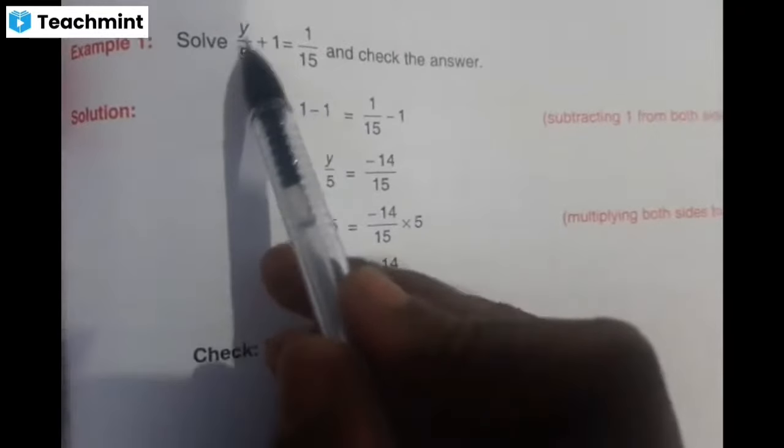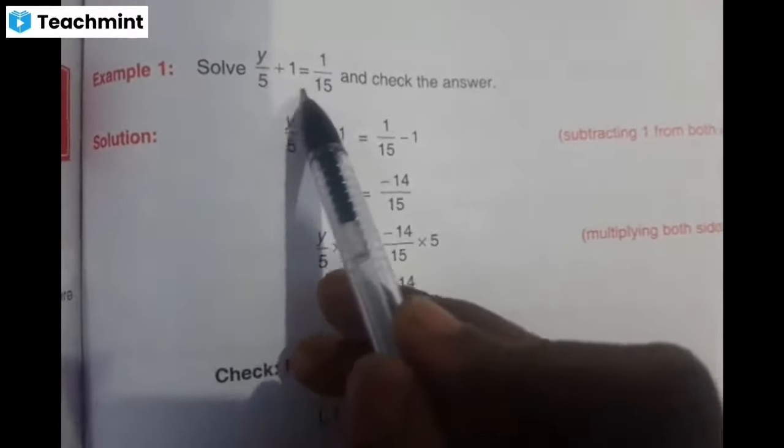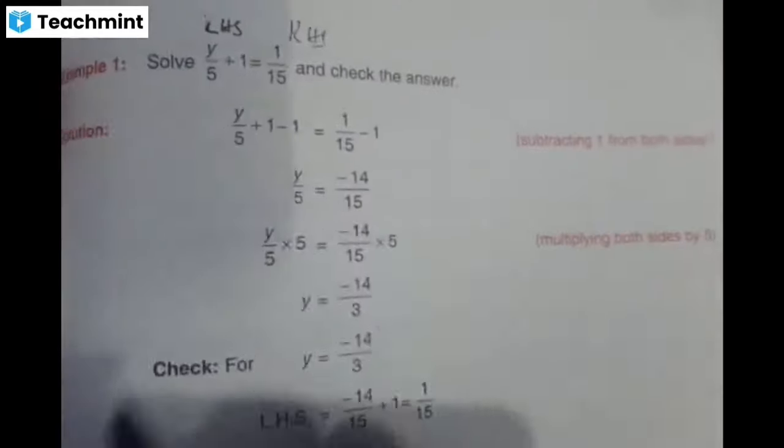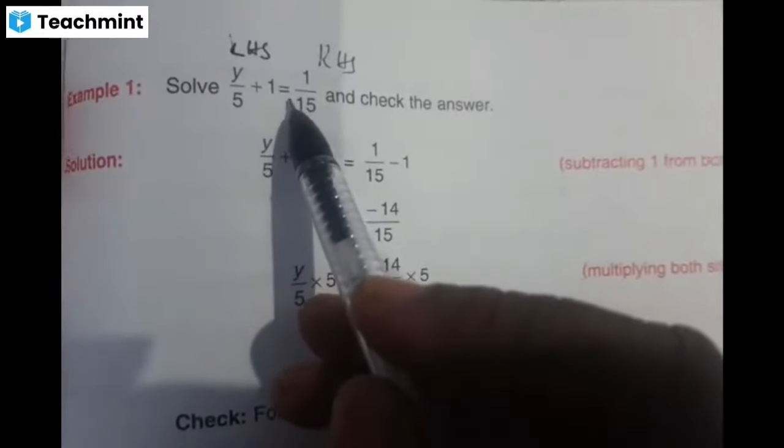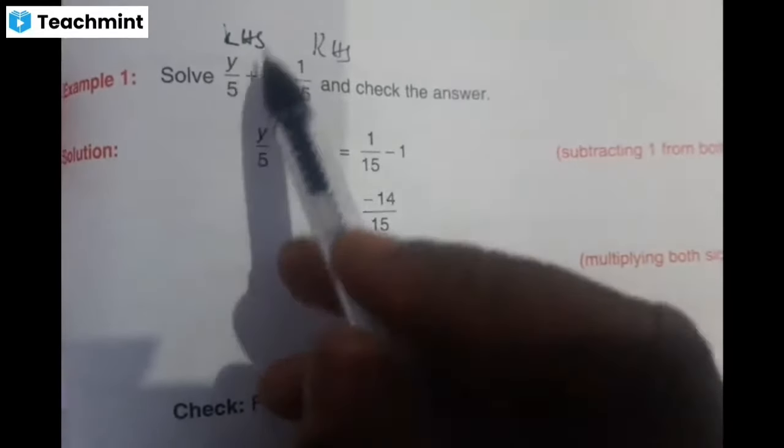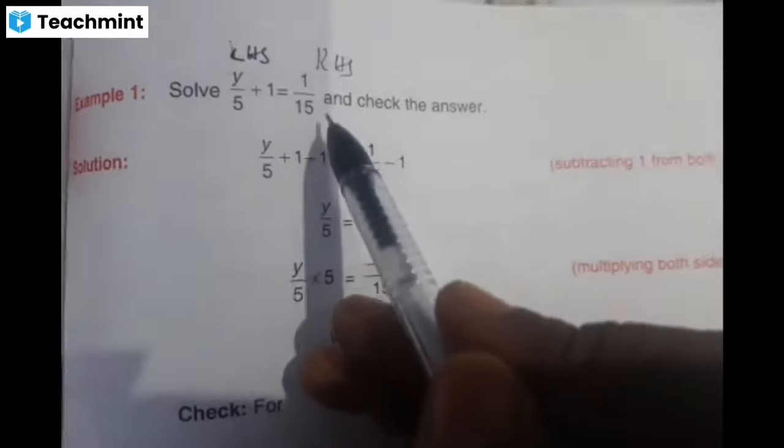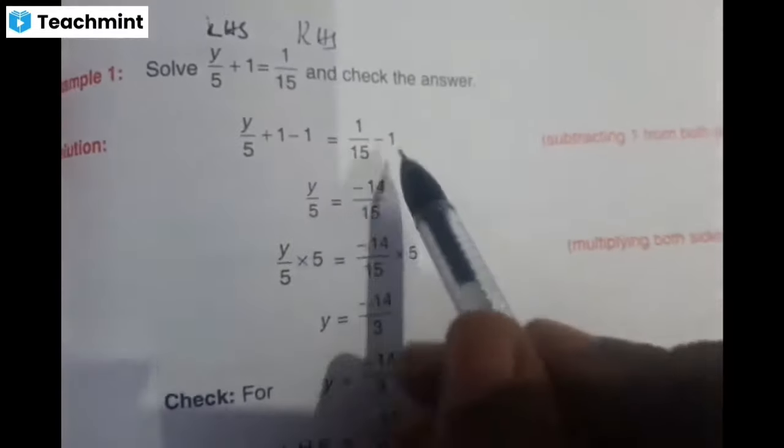Here you can observe, children, y by 5 plus 1 is called the left hand side. 1 by 15 is called the right hand side. Because we have an equality sign here, the left of the equality sign is called the left hand side, and the right of the equality sign is called the right hand side term.